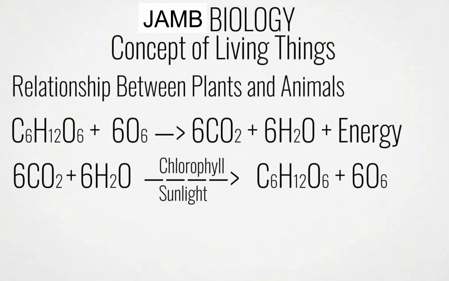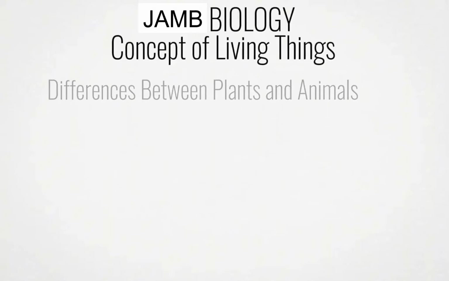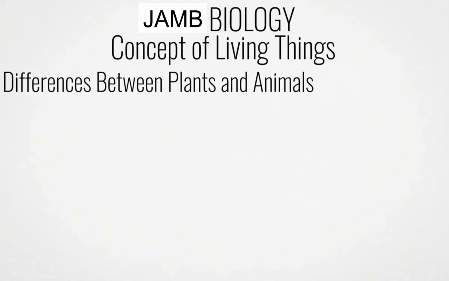So, when organisms die, microorganisms such as the bacteria and the fungi cause their decay. The decayed organisms form manure, which plants absorb as soil nutrients. So we need to take note of these three processes I've mentioned. It's very important that you understand them and have them handy. So let's look at the differences between plants and animals.